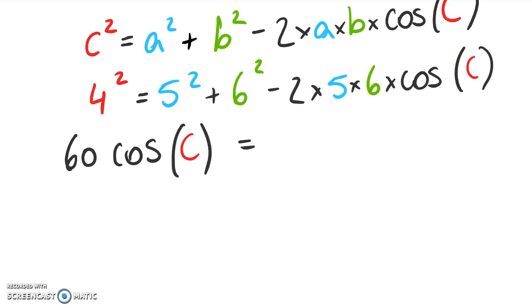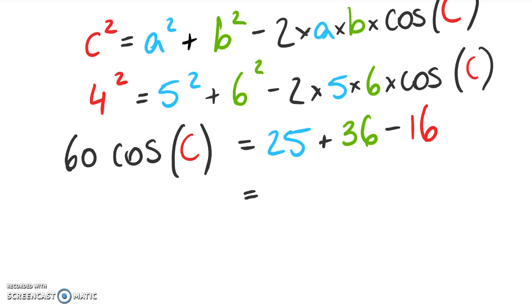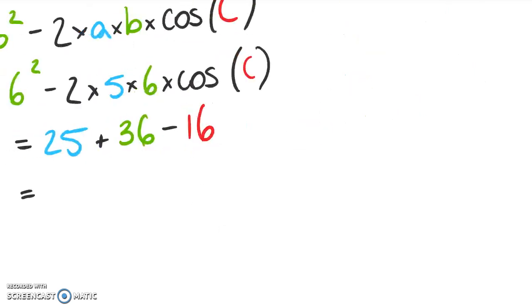Then we have 5 squared is 25, plus 6 squared, which is 36. Take away 4 squared, which is 16. So we're now subtracting the 4 squared just because we've moved it across to the right. Okay, when we do that, we've got 60 cos of C.